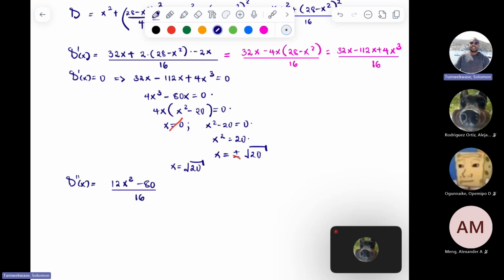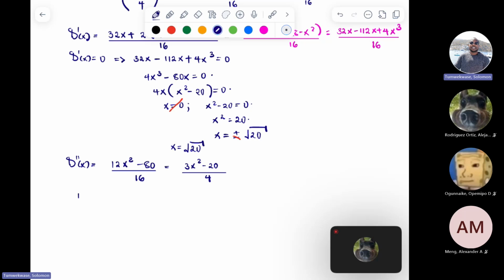You can reduce this if you want. I can see that I can divide by 4. So I have 3x squared minus 20, then the whole of it over 4. Now, if you substitute square root of 20 here, square root of 20 squared, that is just 20. 20 times 3, that is 60. 60 minus 20 is 40. And 40 over 4, we have a 10. And this is a positive. So the second derivative evaluated at this point, we get a positive answer.